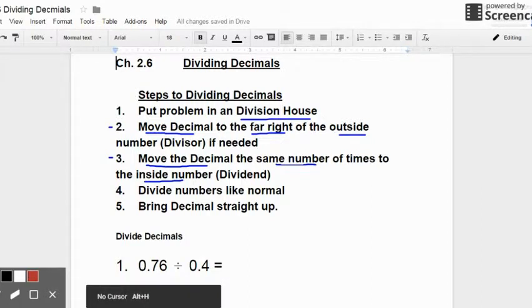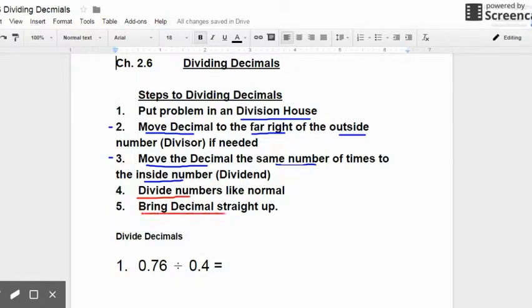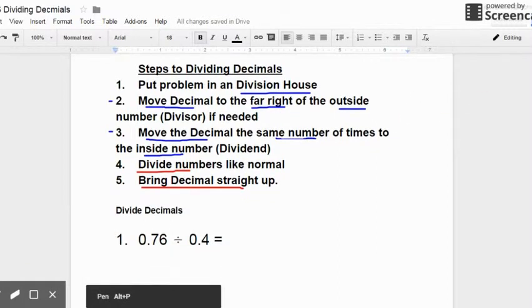Once you do those two steps, step 4 and step 5 are the same. We're going to divide like normal, and then we're going to bring the decimal point straight up. So let's go and look at a couple of examples. Go and put those steps into action.